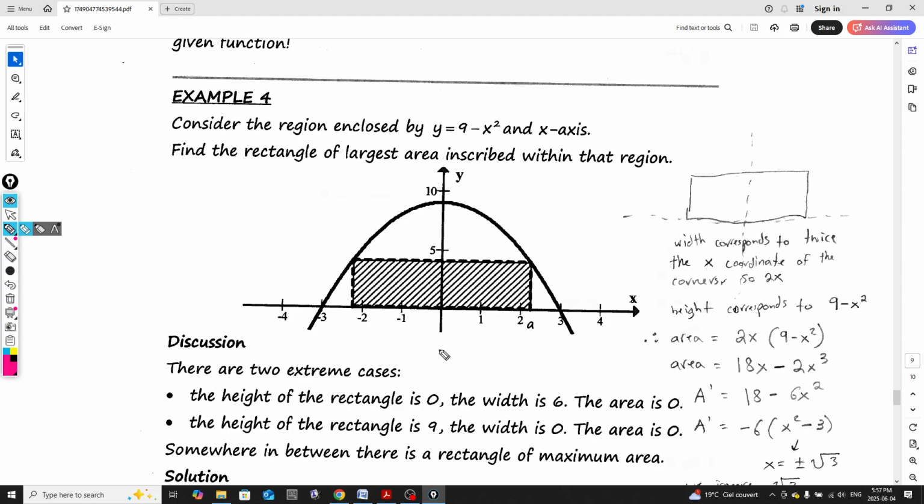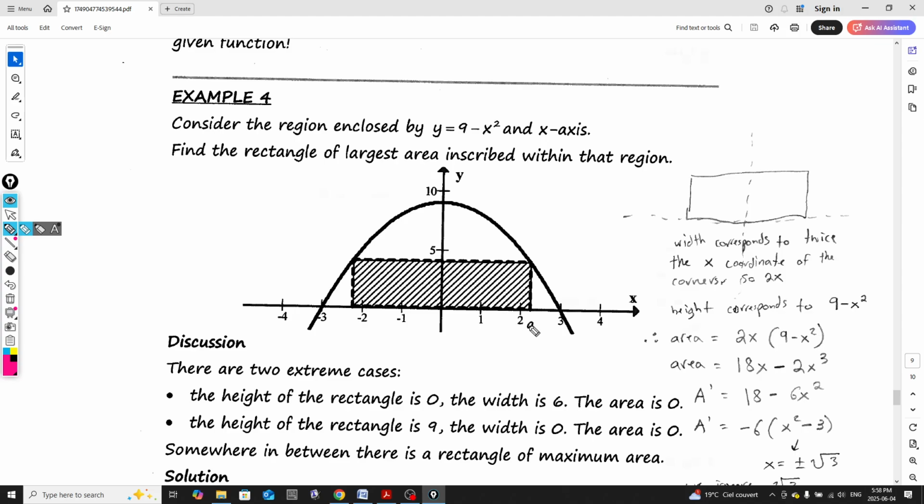Okay, it's going to be symmetrical about the y-axis because 9 minus x squared is also symmetrical about the y-axis. That means any length that my rectangle extends into the first quadrant is the same length that it extends into the second quadrant. So this length right here and this length right here are indeed the same. Maybe I can call that length x.